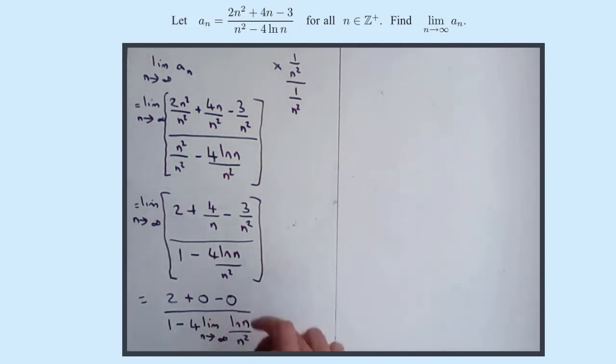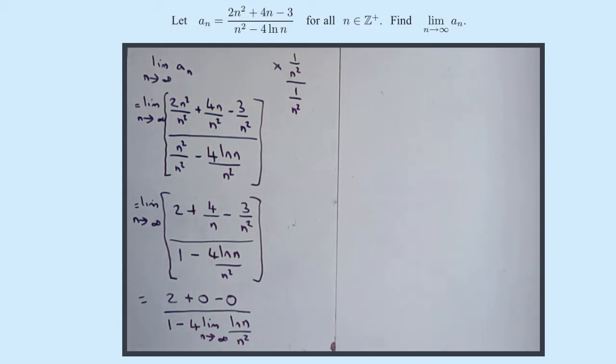So now we're going to have to do some work to find this bit. But once we've got that, we will be able to finish the limit. It's not an easy one to find, ln n over n squared. So what we're going to do is look to see if we can squeeze it. Can we use the squeeze theorem?